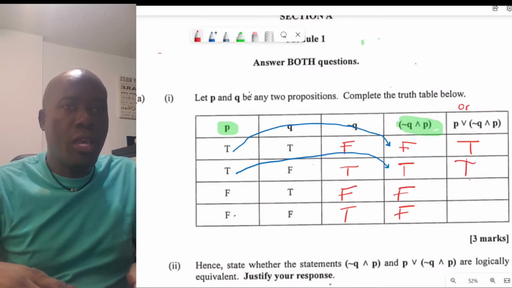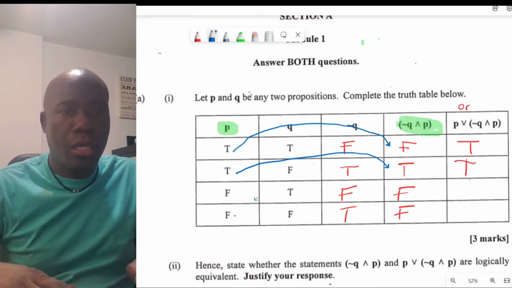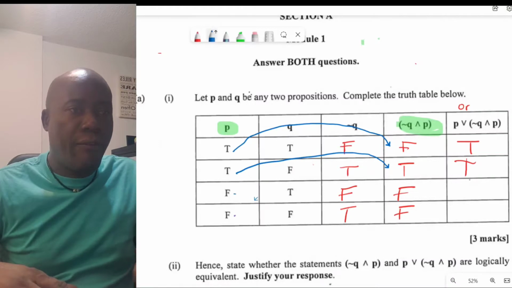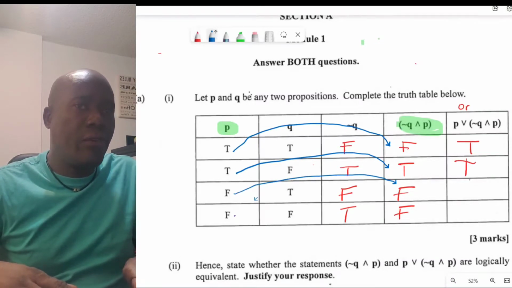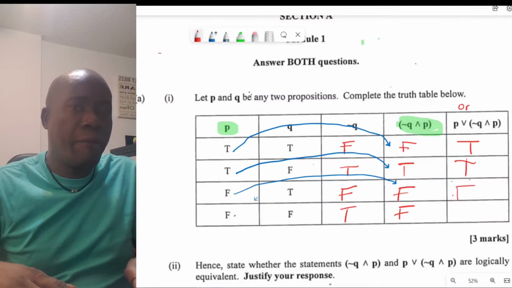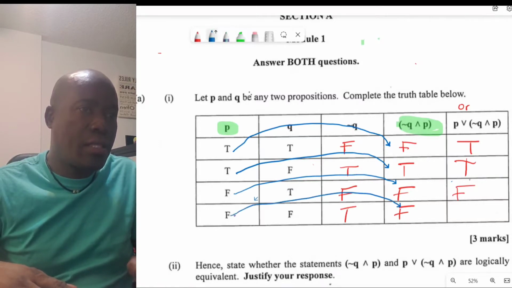Then we have an F to F. False to false, that's gonna be a false, right? Because we're looking for truth. And then the next one says false again to false. Definitely that will be false.